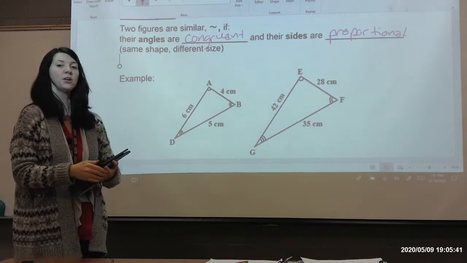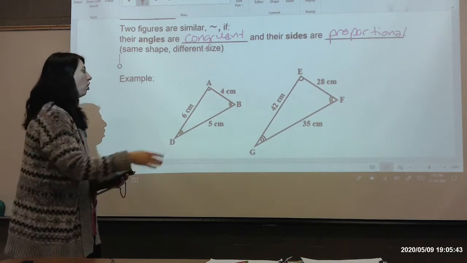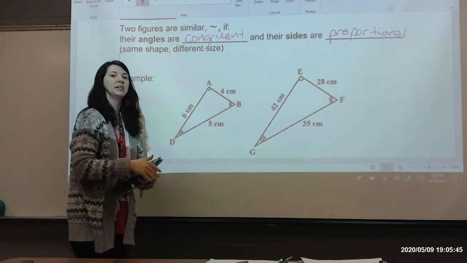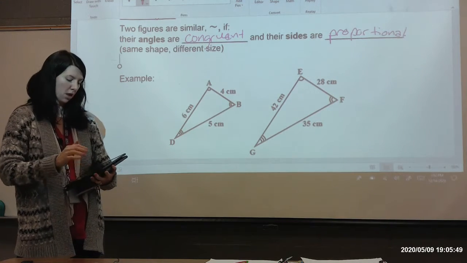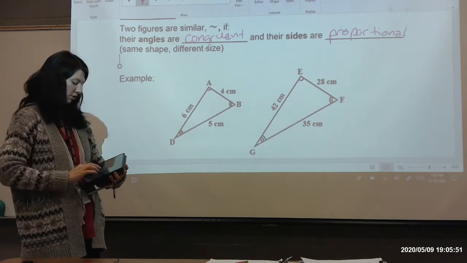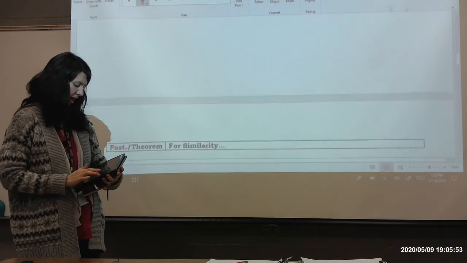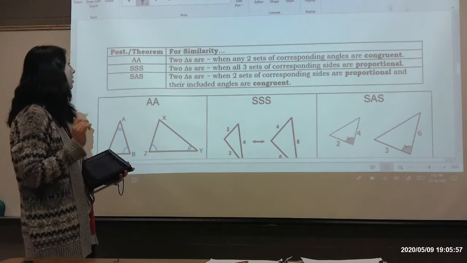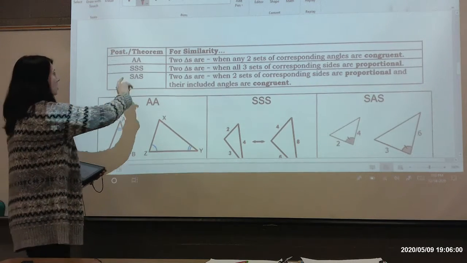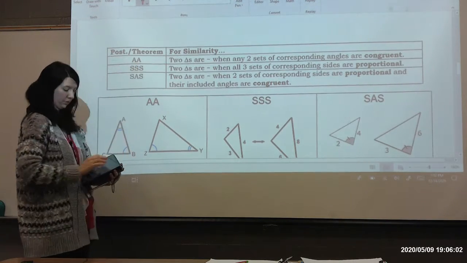Okay? Now, we don't always have to have all 3 angles and all 3 sides to prove similarity, and that's what these theorems are going to show us. Okay? We actually have certain circumstances where we only have to have some of the information. So those 3 theorems are here. First is angle, angle. All right?